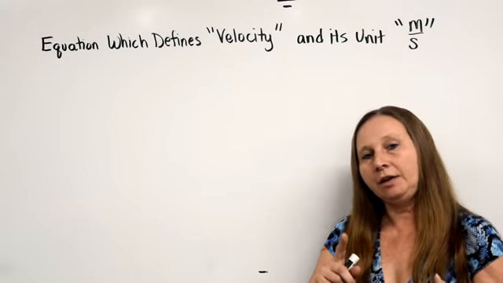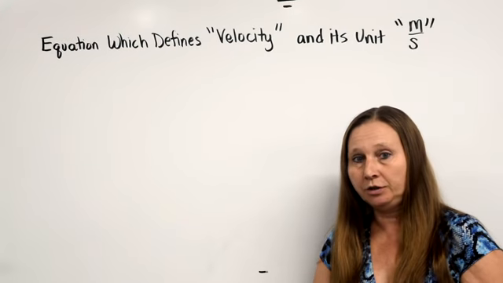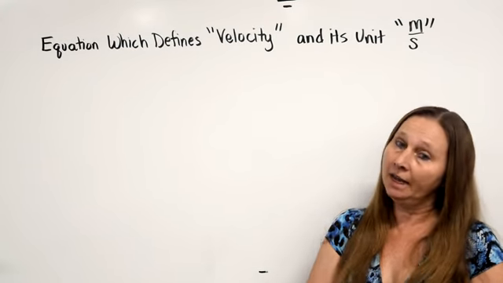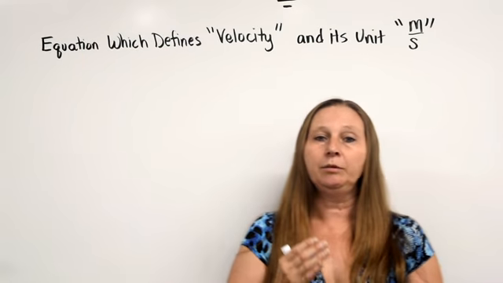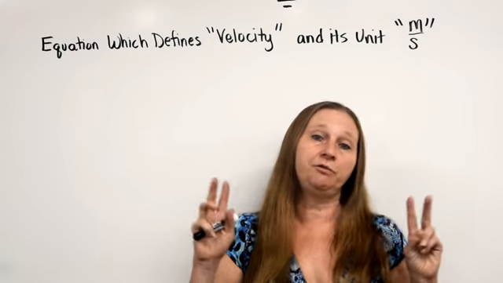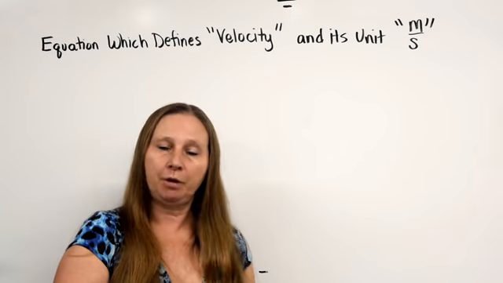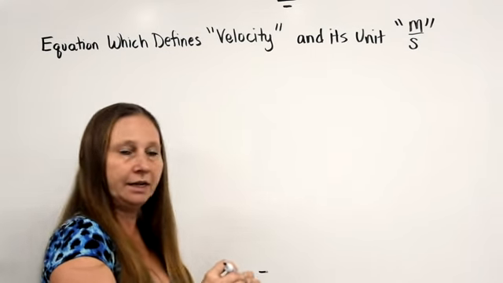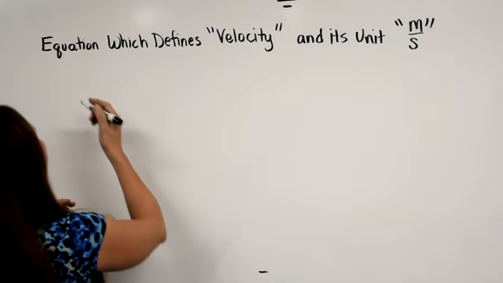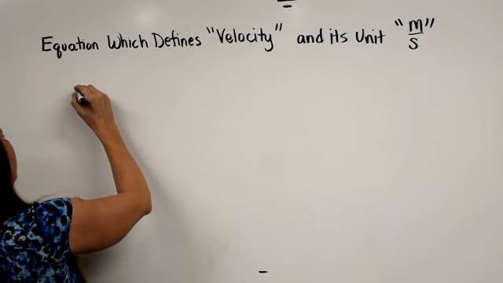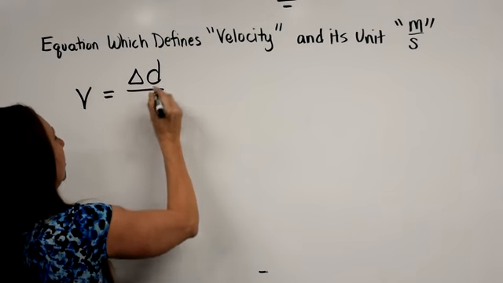You need to be able to take the mathematical equation and turn it into an English sentence. You need to be able to take the English sentence and turn it into an equation. And you need to be able to derive, and the word derive means figure out, the correct unit based upon the equation. So let's get into that. Now, the equation for velocity: velocity is going to be a change in position or displacement.